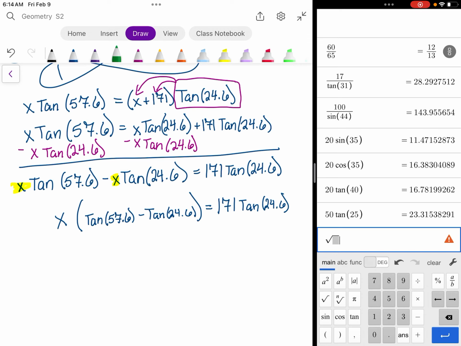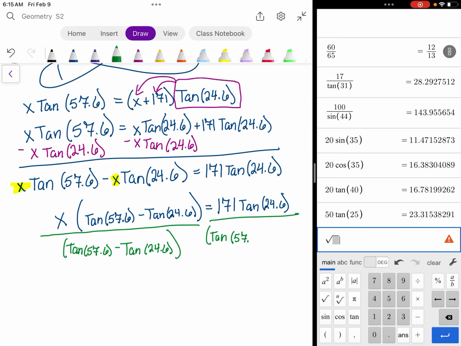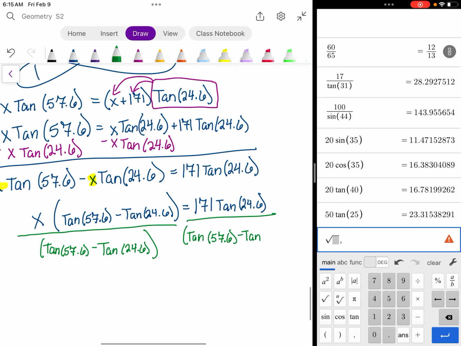All right, I know this has been a long one so far, but we are almost there. We just have one more step before we can type it all into our calculator. Our goal is to get x by itself. So we're going to divide both sides of our equation by this tangent of 57.6 minus the tangent of 24.6. And when you type this in, you have to remember to type in your parentheses. Without the parentheses, you're going to end up getting the wrong answer.